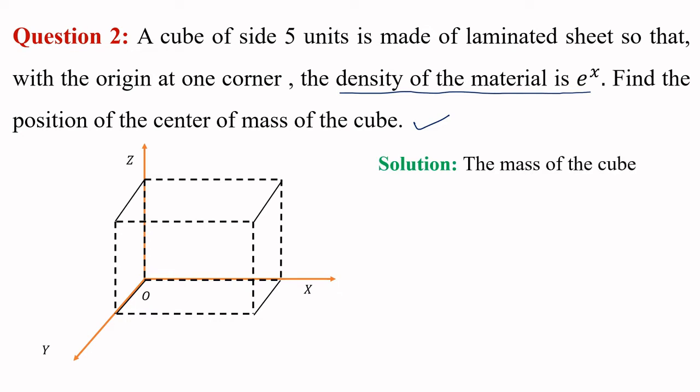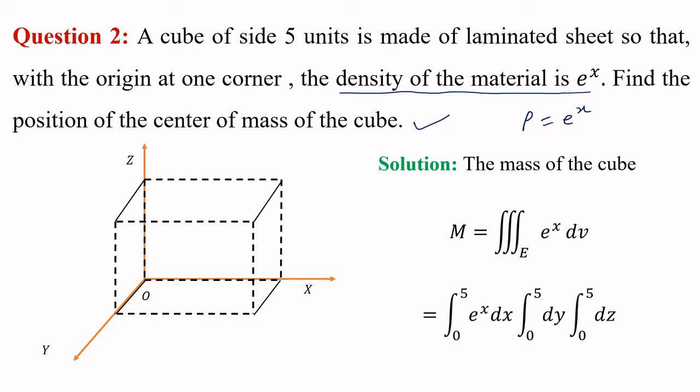So in the solution, to get the center of mass, first we calculate the mass of that structure. Mass can be given as the integration of rho dV, or rho dx dy dz, whatever you have remembered. Rho density is given as e to the power x, so we have substituted that. So it can be separable in the integration form, and the limit is what? Each side has the length 5, so it is 0 to 5, 0 to 5, 0 to 5 for all.